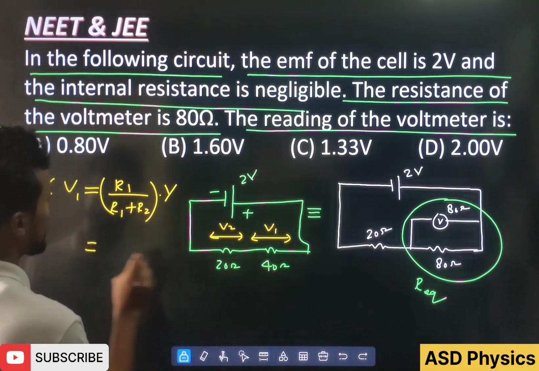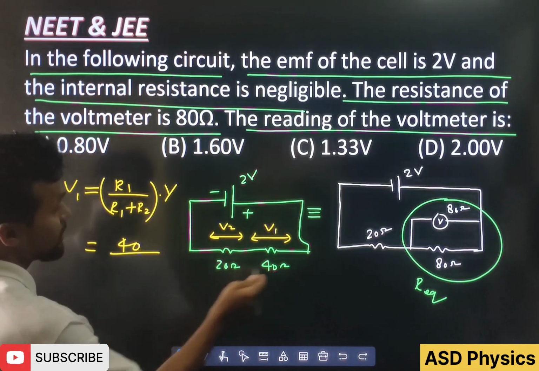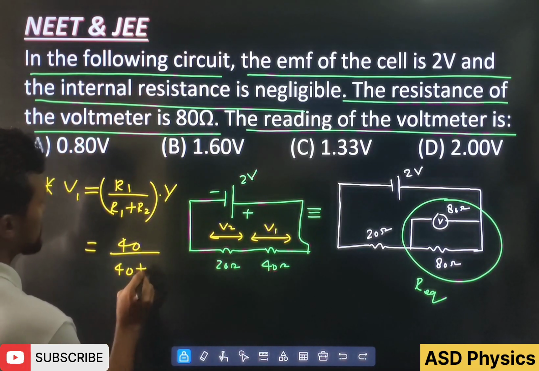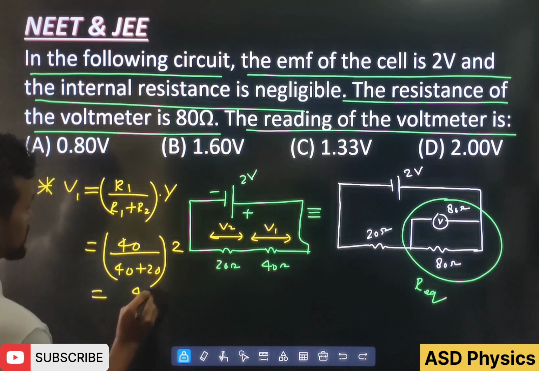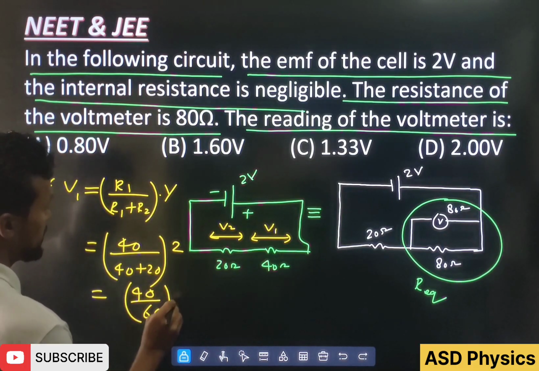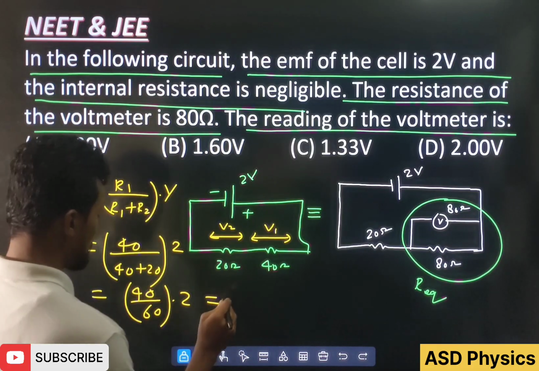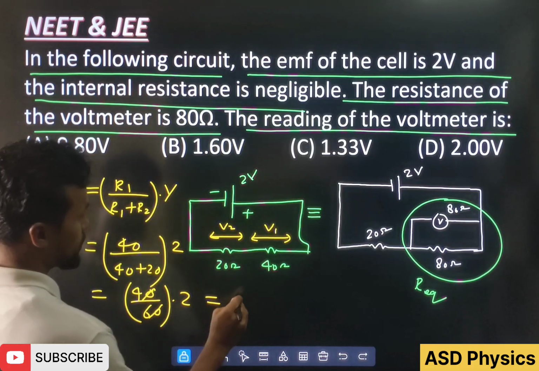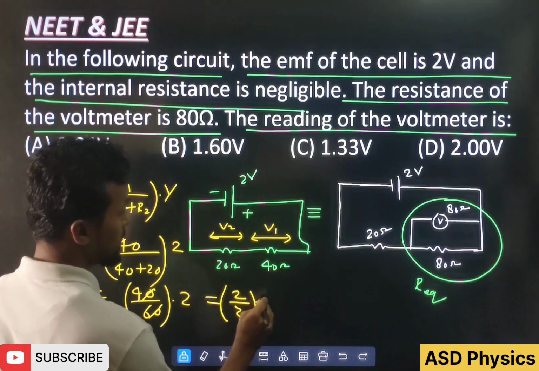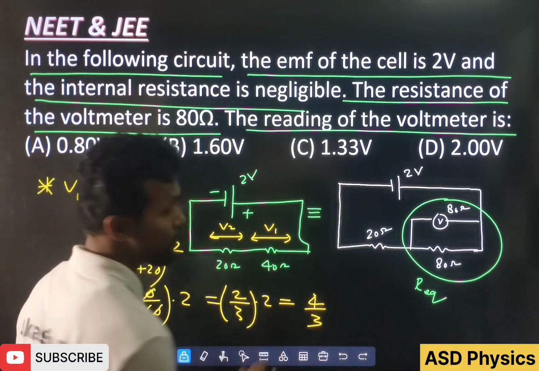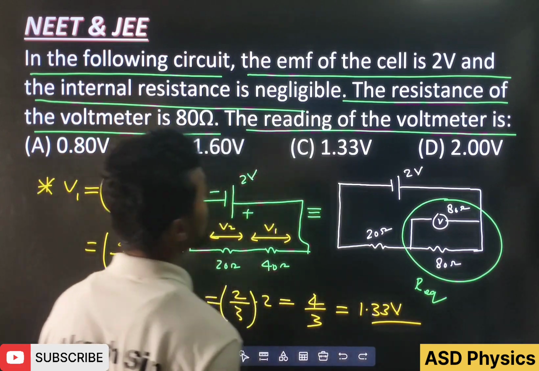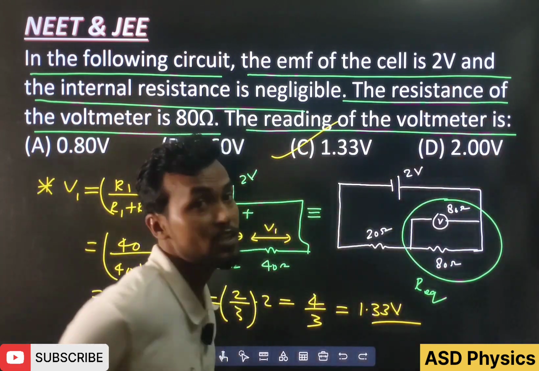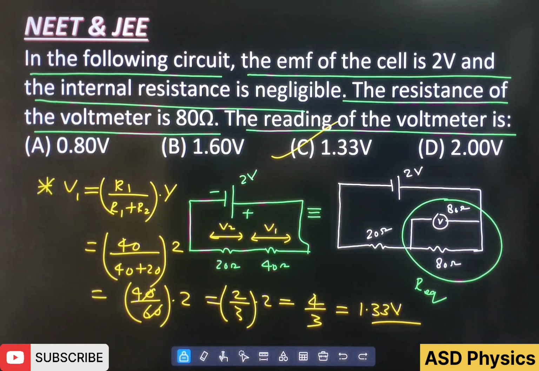Put the values. R1 is 40, so 40 by 40 plus 20, into the total voltage 2. Simplify: 40 by 60 into 2. The zeros cancel, 4 by 6 means 2 by 3, into 2, which gives 4 by 3, that is 1.33 volt. The correct option is option C. Kindly see here.